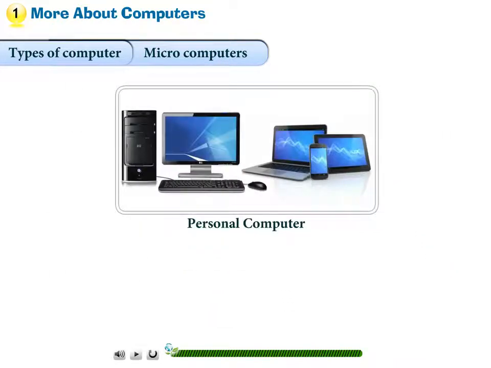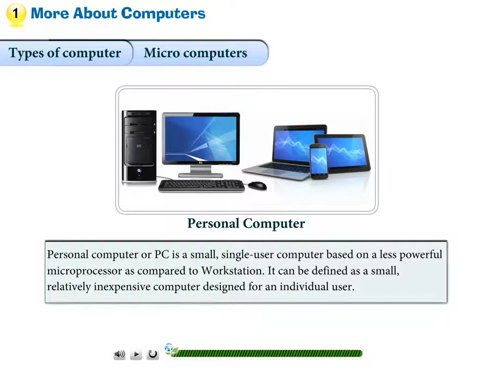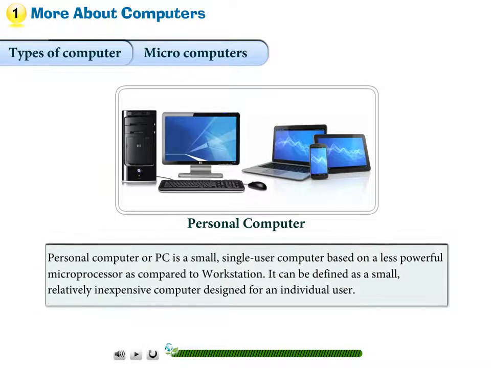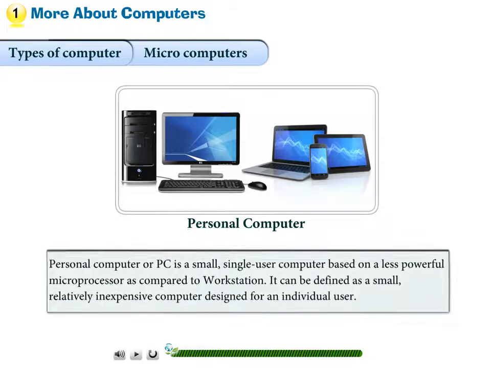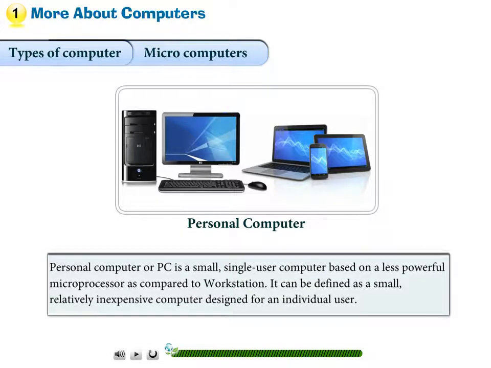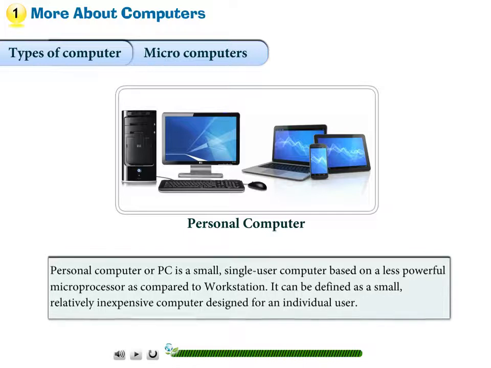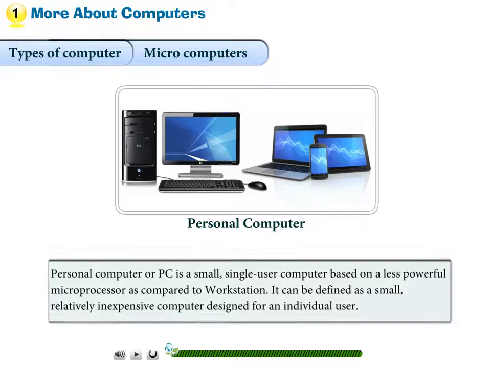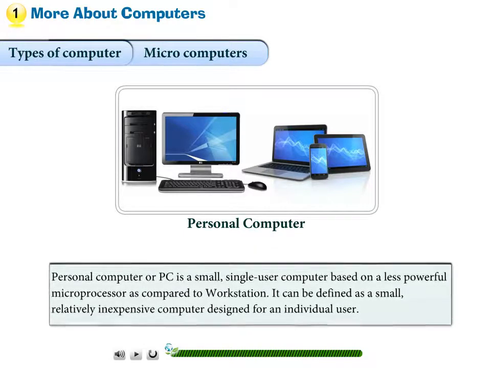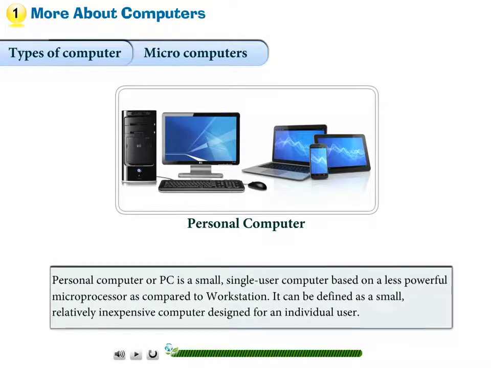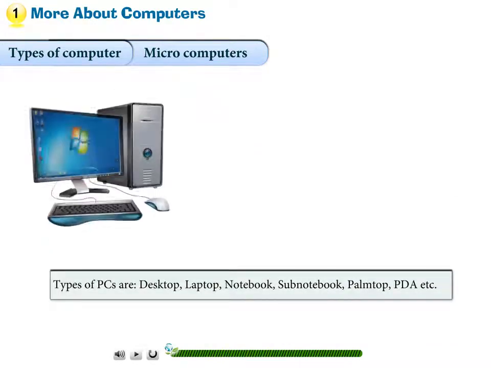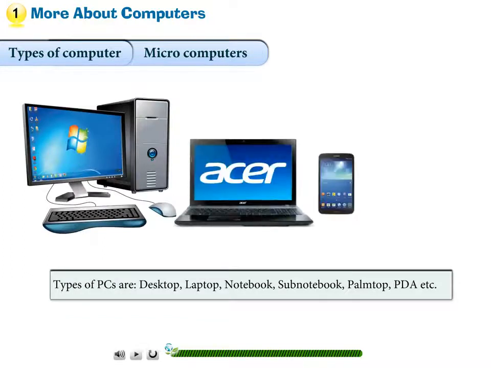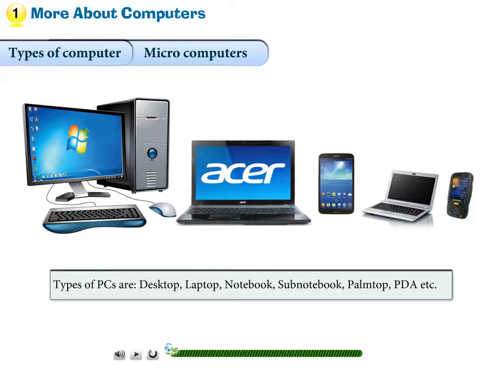Personal computer. A personal computer or PC is a small, single-user computer based on a less powerful microprocessor as compared to a workstation. It can be defined as a small, relatively inexpensive computer designed for an individual user. Types of PCs are desktop, laptop, notebook, sub-notebook, palmtop, PDA, etc.